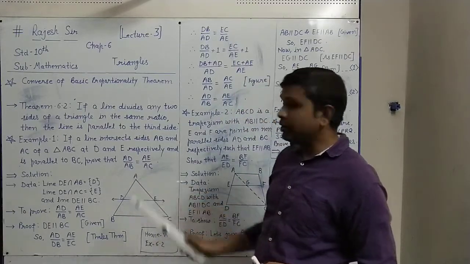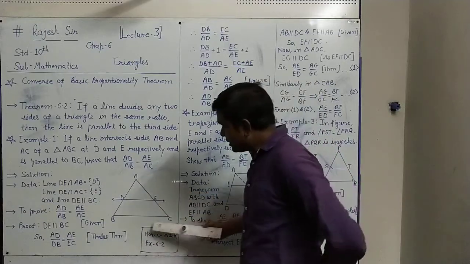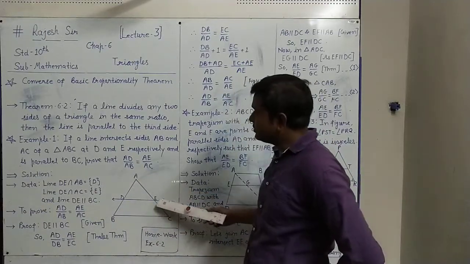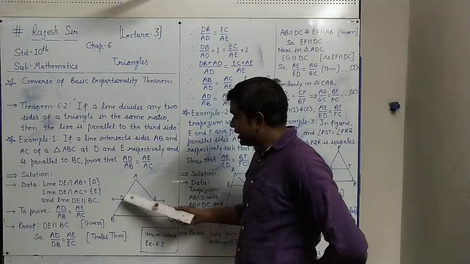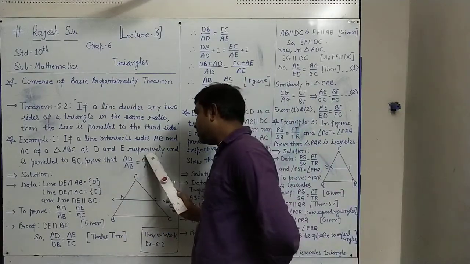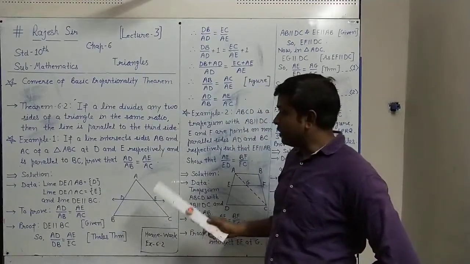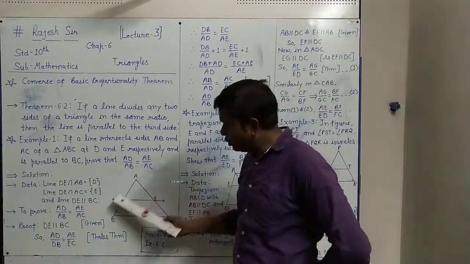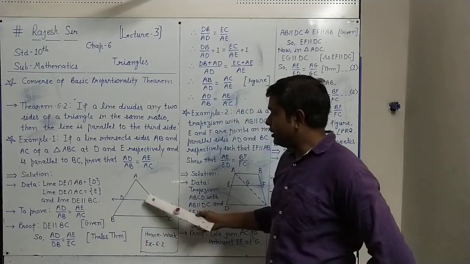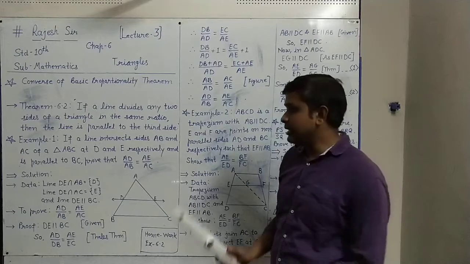So this figure we can draw for this statement. Triangle ABC is there, and a line is intersecting AB at D and AC at E respectively, and this DE is parallel to BC. This is also given. Now we want to prove that AD upon AB equals AE upon AC. Very easily we will prove it here.